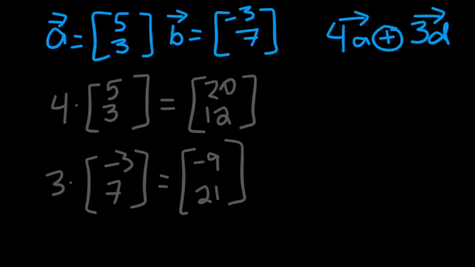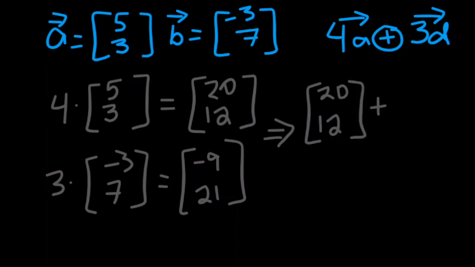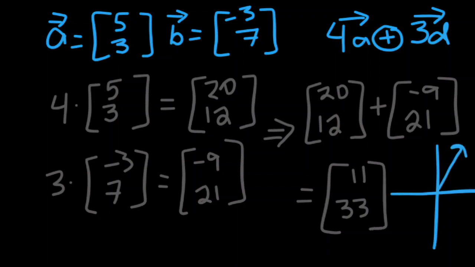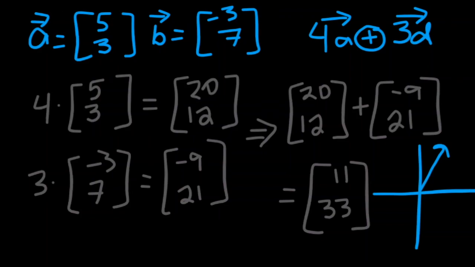Now all that's left is to add these two. So what we can get is the vector 20, 12, and then added to the vector negative 9, 21. When we add these, we get the vector 11, 33, which can be graphed in the first quadrant, something kind of like this. So this graph here would be the resultant vector of A and B.